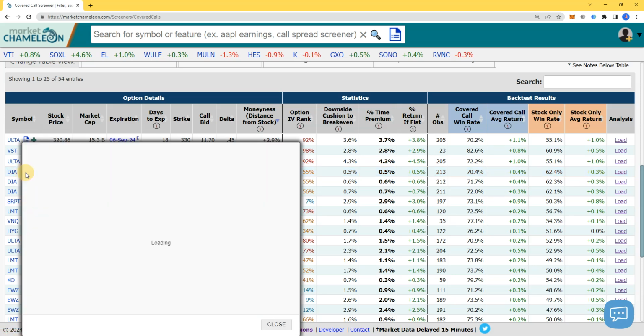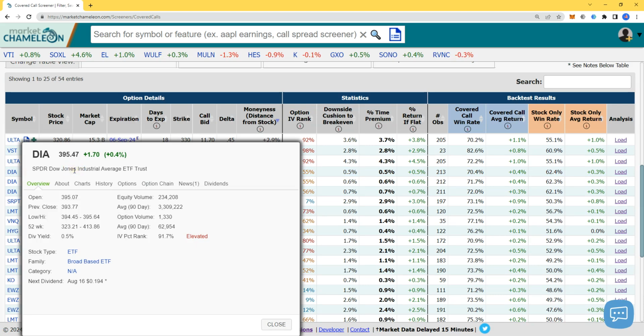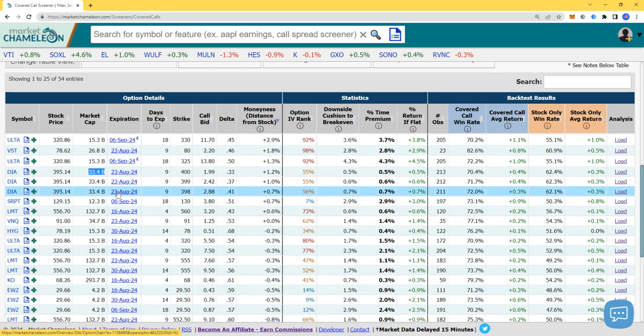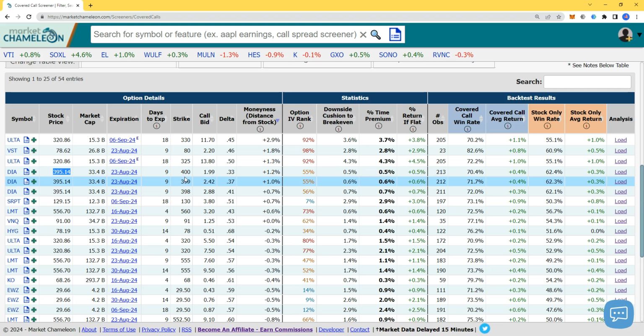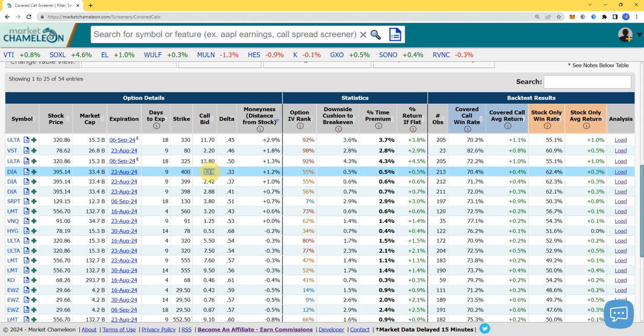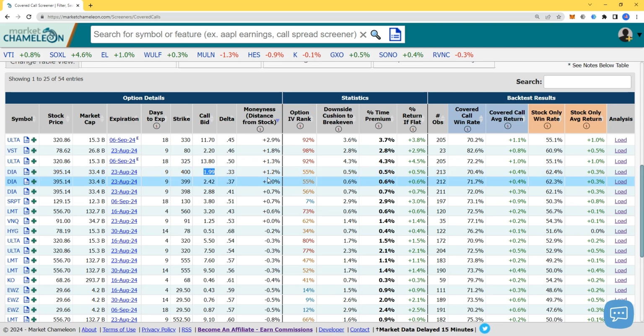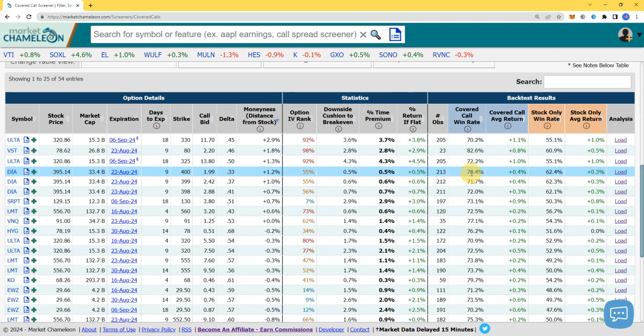If you don't know what the stock is, you click here, okay? It tells you the Dow Jones Industrial ETF, 395, so 39,500 is where the index is, 33 billion, that's the ETF. Expires August 23, 9 days from now. If you just believe in the ETF, if you have 100 shares, if you're just a passive investment, you sell the 400 covered call and collect $200. You see 199, let's say a limit of 2. Collect $200, and the money distance is 1.2. We got ourselves all that information.